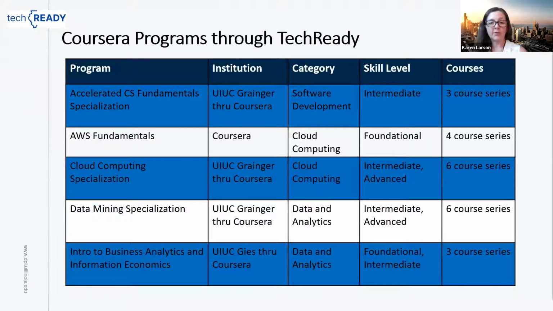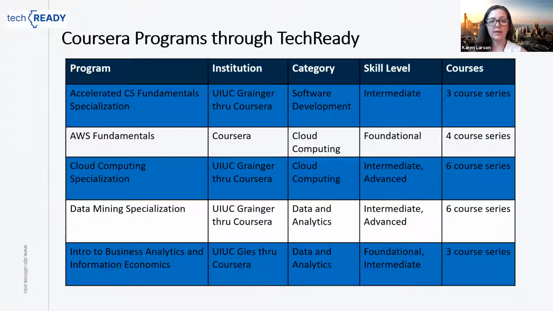So today we're mostly focused on Coursera programming, and here are the 5 programs Tech Ready is offering that are delivered via the Coursera platform. The first one is Accelerated Computer Science Fundamentals Specialization. All of these are basically specializations. This one is offered from the University of Illinois Urbana-Champaign Granger College of Engineering, and their program is offered on Coursera in software development category, developing intermediate skills over a 3-course series.